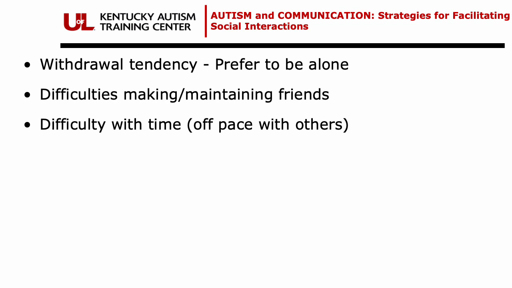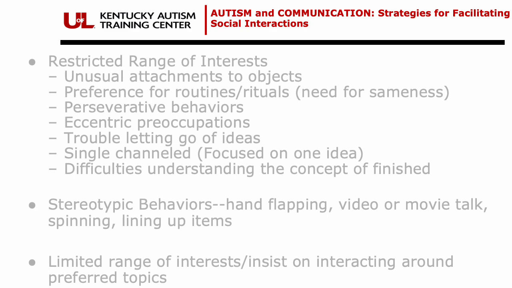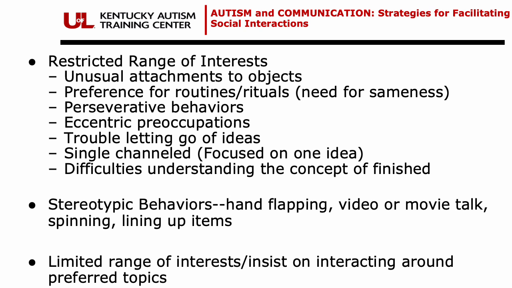Persons with autism may be observed to prefer to be alone or play alone. Certainly making new friends is a challenge, and following the pace of others is also a challenge. These are barriers to social interactions and the social language pragmatics that can be observed.